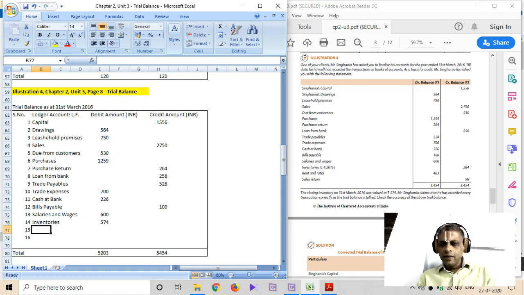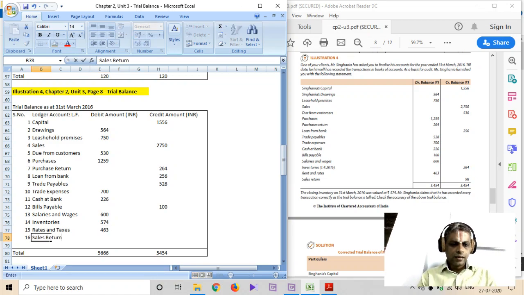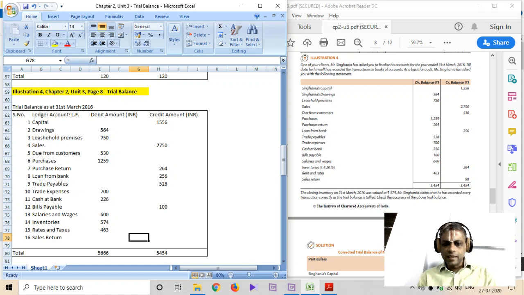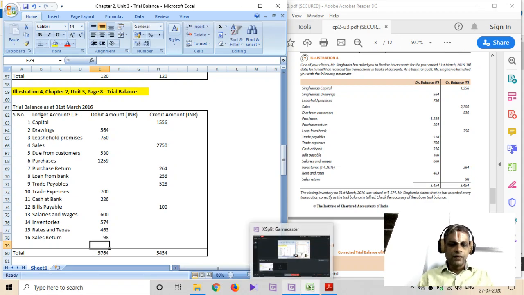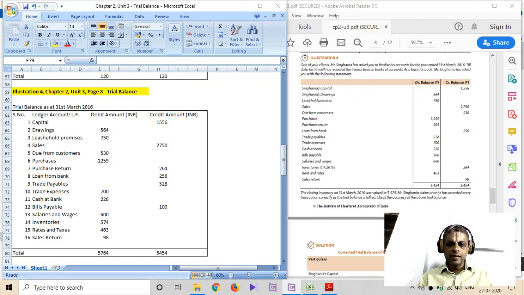Then we have rates and taxes. Rates and taxes are debit balance expenses 463. Sales return. Sales return is a debit balance. So sales return is 98. So the total is 5,754 on the credit side and the debit side.